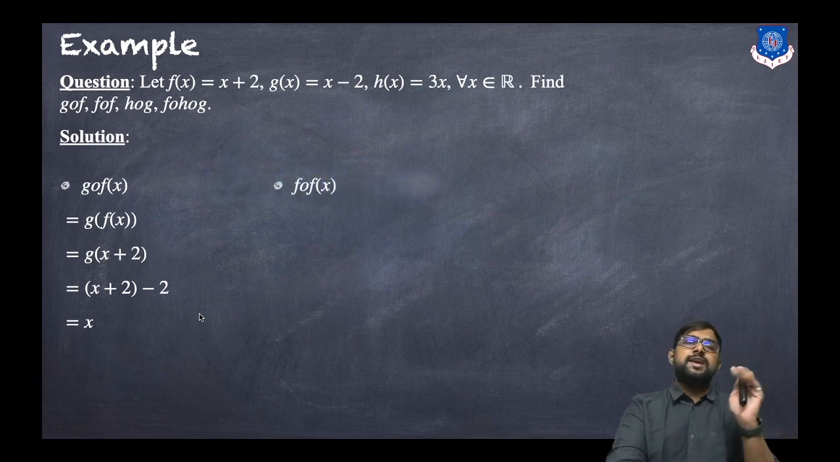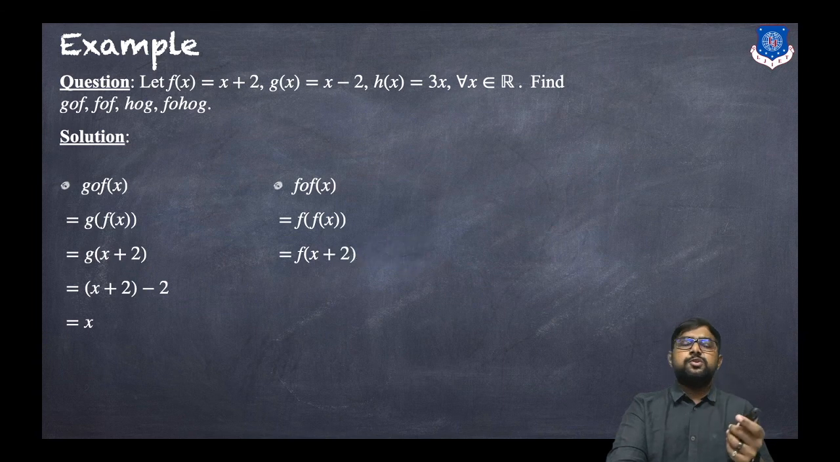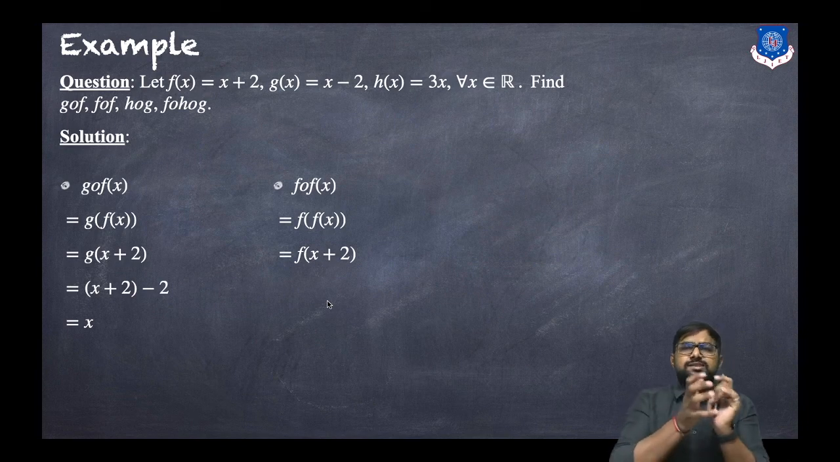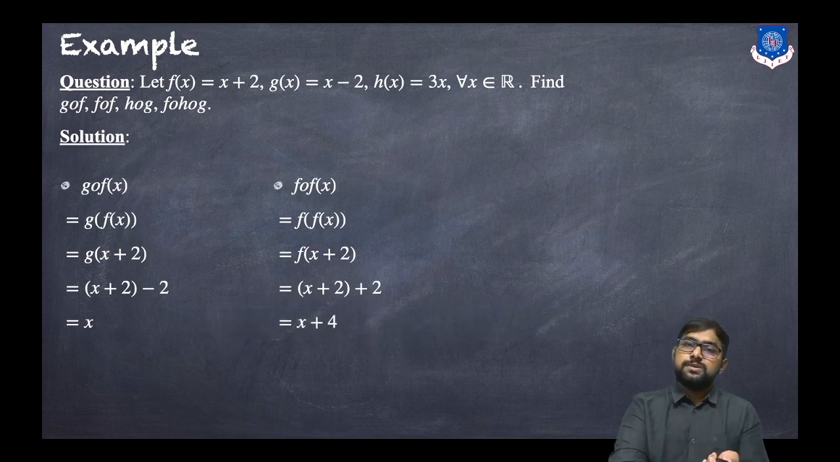Okay. Now what is f of f? That means f of f of x. Now just substitute the value of f of x, that is x plus 2. So f of x plus 2. Now what is f of x? f of x is x plus 2, that is something plus 2. Here this something is x plus 2. So x plus 2 plus 2. So that means x plus 4. So this is how you can calculate composition.